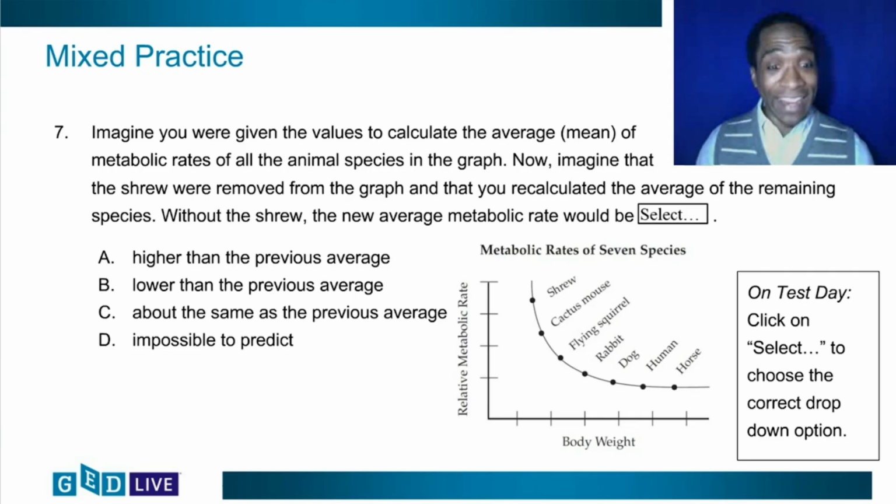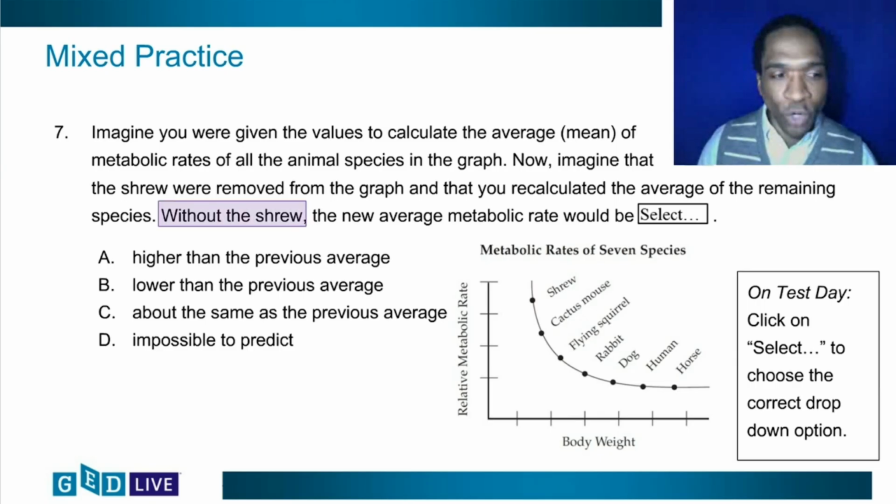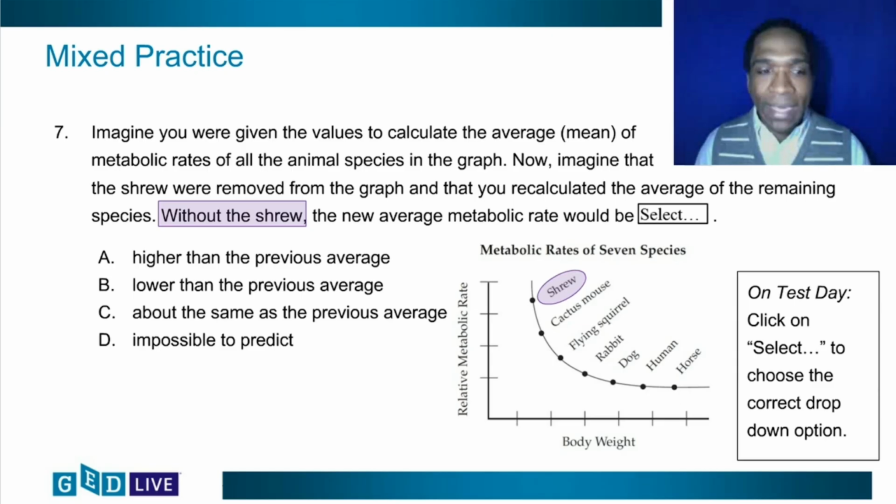All right, so now that we have this, let's be very careful with what's going on. Note it mentions without the shrew here. Then we're dealing with the new average metabolic rate. So we're taking the shrew out. And here's our shrew right there in our graph. Now, how does the shrew's metabolic rate compare to the other animals' metabolic rates? Make sure that you check the y-axis, which means that you should check how much higher or lower the point for the shrew is as compared to the other points. So is the shrew's point higher, lower, or about the same?